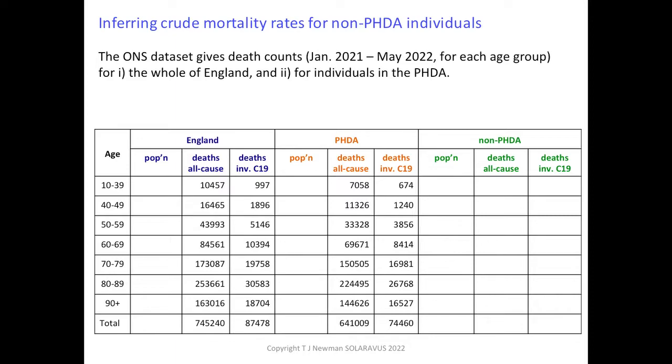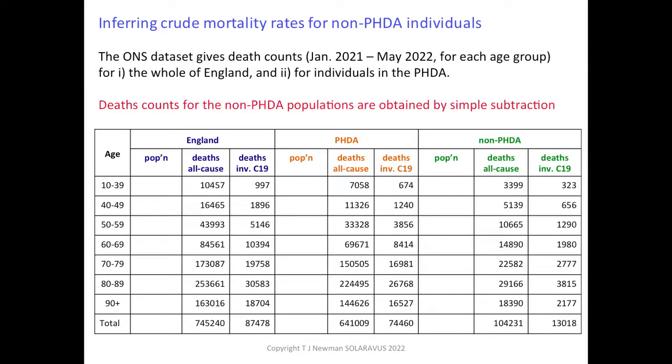And from the ONS data set directly, we can actually list the all-cause deaths and the deaths involving COVID for the whole of England and within the official data set, because they do give all deaths in England in those two categories for the different age groups. Now, by simple subtraction, we can then fill in these two columns for the non-PHDA population, simply subtracting these columns from these.